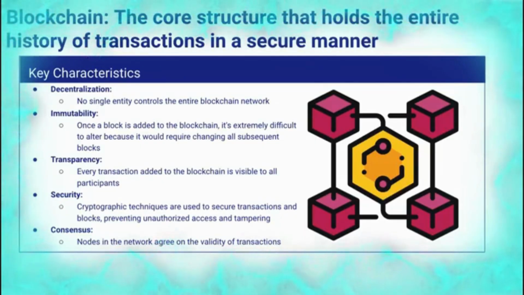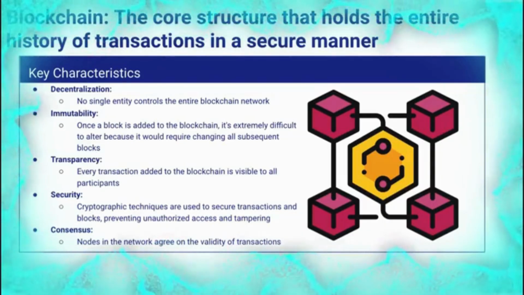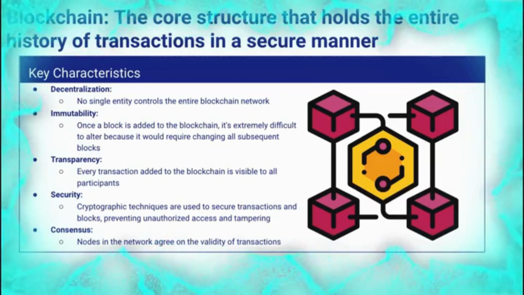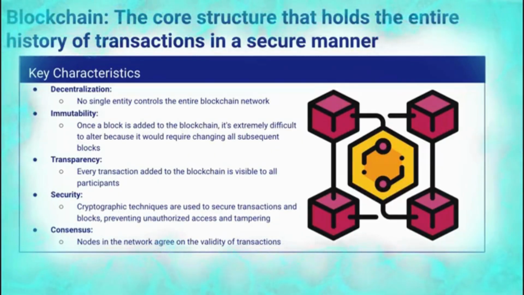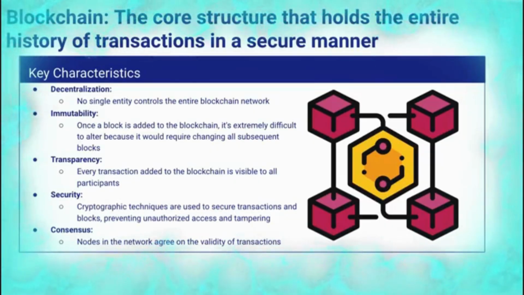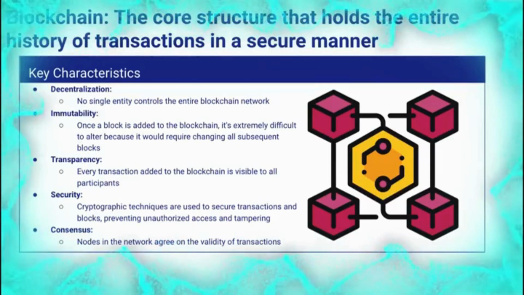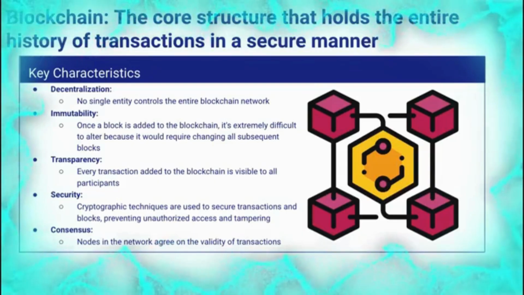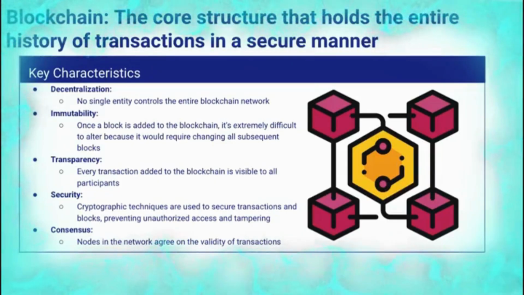Immutability. Once a block is added to the blockchain, it is extremely difficult to alter because it would require changing all subsequent blocks, which require consensus from the majority of nodes. Transparency. Every transaction added to the blockchain is visible to all participants. This transparency contributes to trust and accountability. Security. Cryptographic techniques are used to secure transactions and blocks, preventing unauthorized access and tampering. Consensus. Nodes in the network agree on the validity of transactions and the order in which they are added to the blockchain through consensus mechanisms.